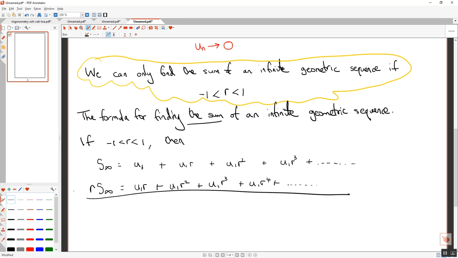So remember, our aim here is to find a formula for the sum of the infinite terms. So what am I going to do next, do you think? I'm going to subtract them. I've actually just written it down. So I've got the sum to infinity minus r times the sum to infinity.